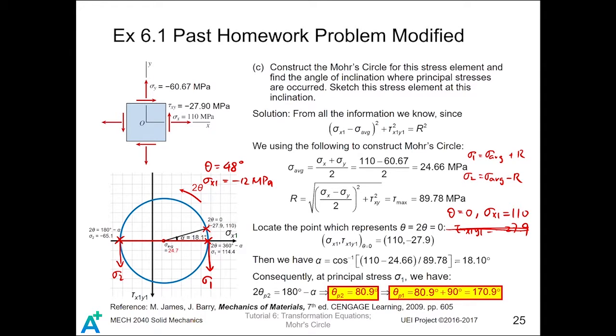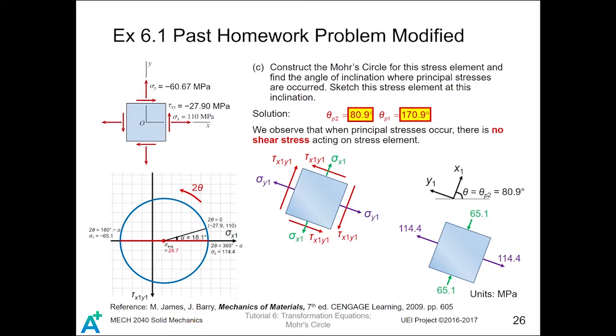Similarly, for sigma 1, we consider this angle. This angle represents 2 theta p1, but it is just adding 180 degrees to 2 theta p2. Therefore, theta p1 equals 80.9 degrees plus 90 degrees, which equals 170.9 degrees. After getting theta p2 and theta p1, we can construct the sketch of this stress element.